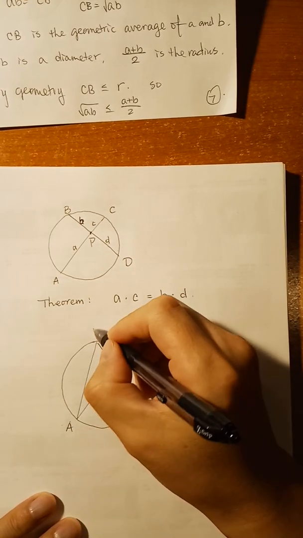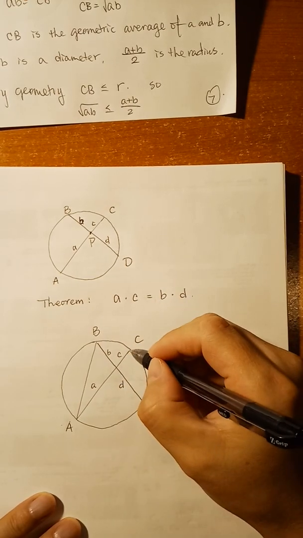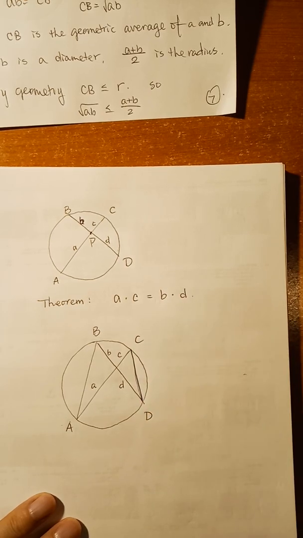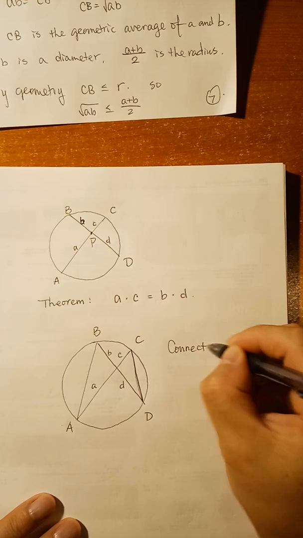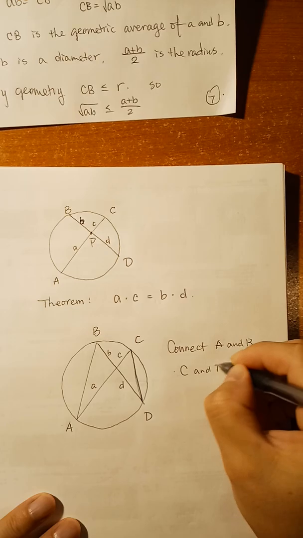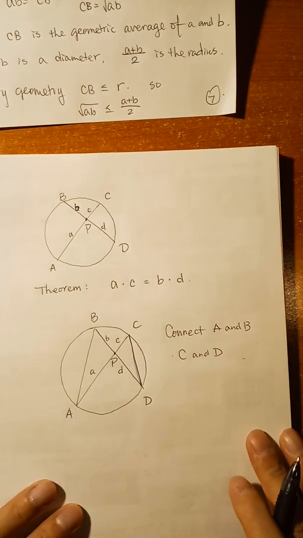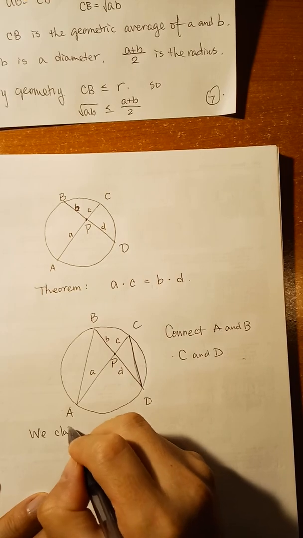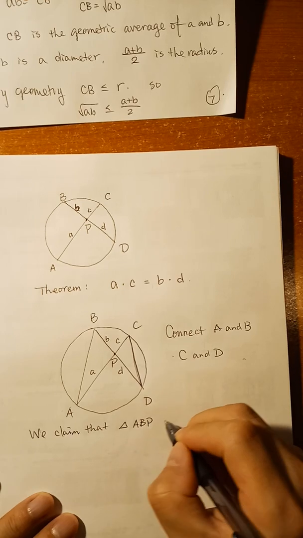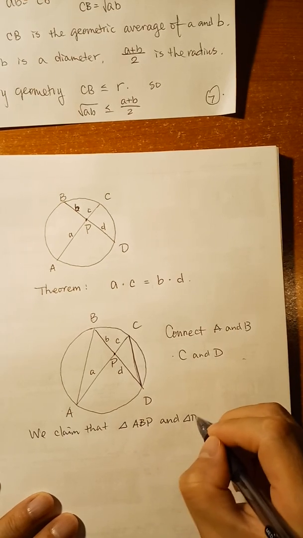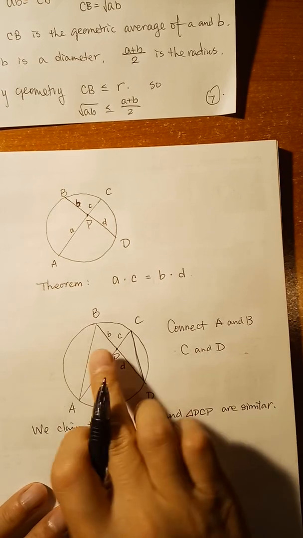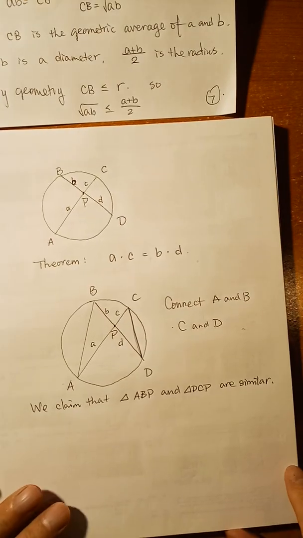So A, B, C, D. First we connect A and B, and C and D. At this point we call it P. Then we claim that the triangle ABP and the triangle DCP are similar. These triangles are similar. Why?